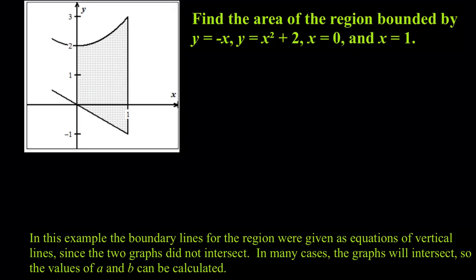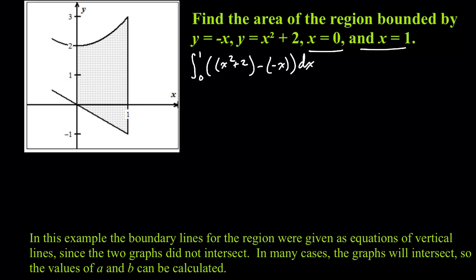All right, so let's find the area of the region bounded by y equals negative x, which is this right here, and y equals x squared plus 2, which is this curve right up here. So to find the area, we're going to set up our integral. This integral is going to go between 0 and 1, as you can see here and here. And the top function is going to be x squared plus 2 minus the bottom function, which is negative x, and dx on the end.